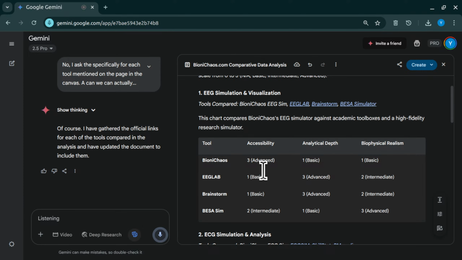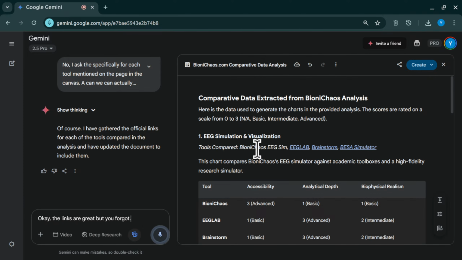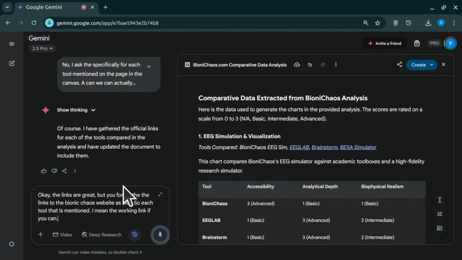Okay, the links are great, but you forgot the links to the Bionic Chaos website as well. So each tool that is mentioned, I need a working link. If you can provide it, that would be awesome.